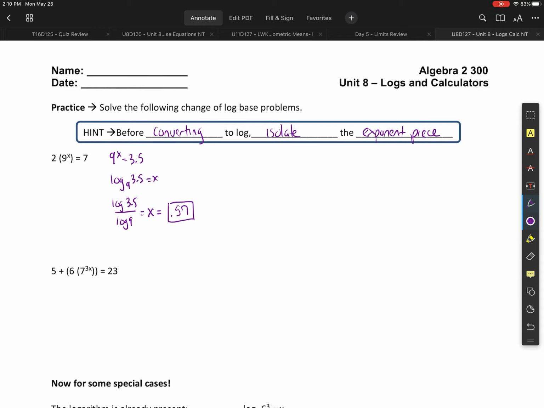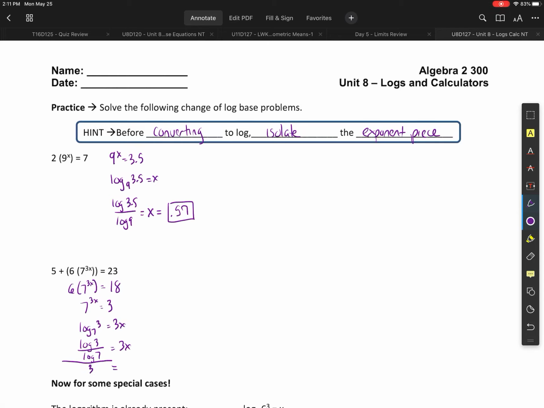Alright, time to isolate. 6 times 7 to the 3x equals 18. Divide by 6. 7 to the 3x equals 3. Convert to logs. Log base 7 of 3 equals 3x. Change of base. Log 3 over log 7 equals 3x. Get x by itself. Divide everything by 3.